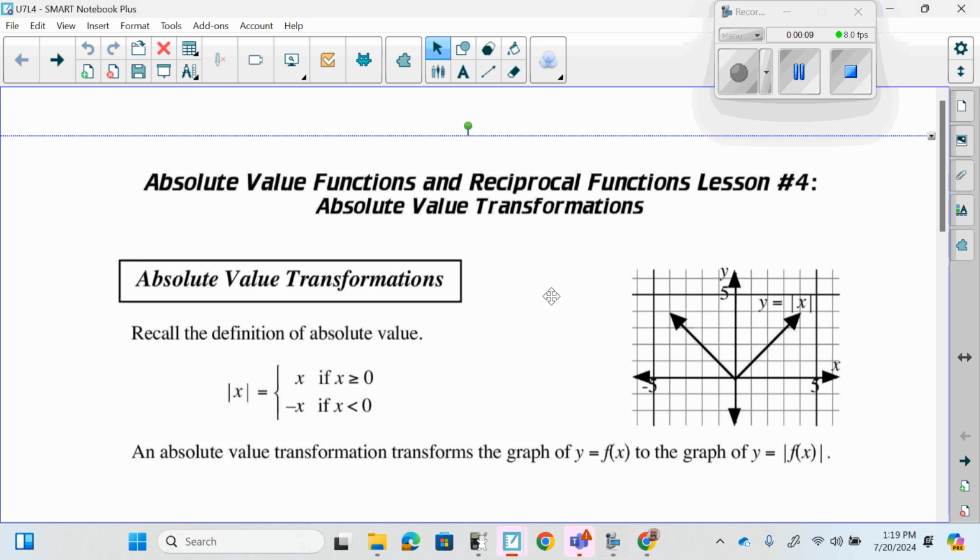This is the stuff that I'm working on here. Absolute value functions, reciprocal functions, lesson 4. If you're looking for lesson 3, it's not in the course. Don't worry about it. I'll tell you that in class as well.